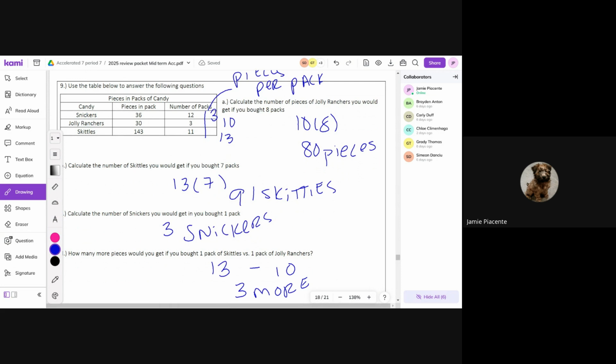Okay. Wait. 13 Skittles versus Jolly Ranchers.